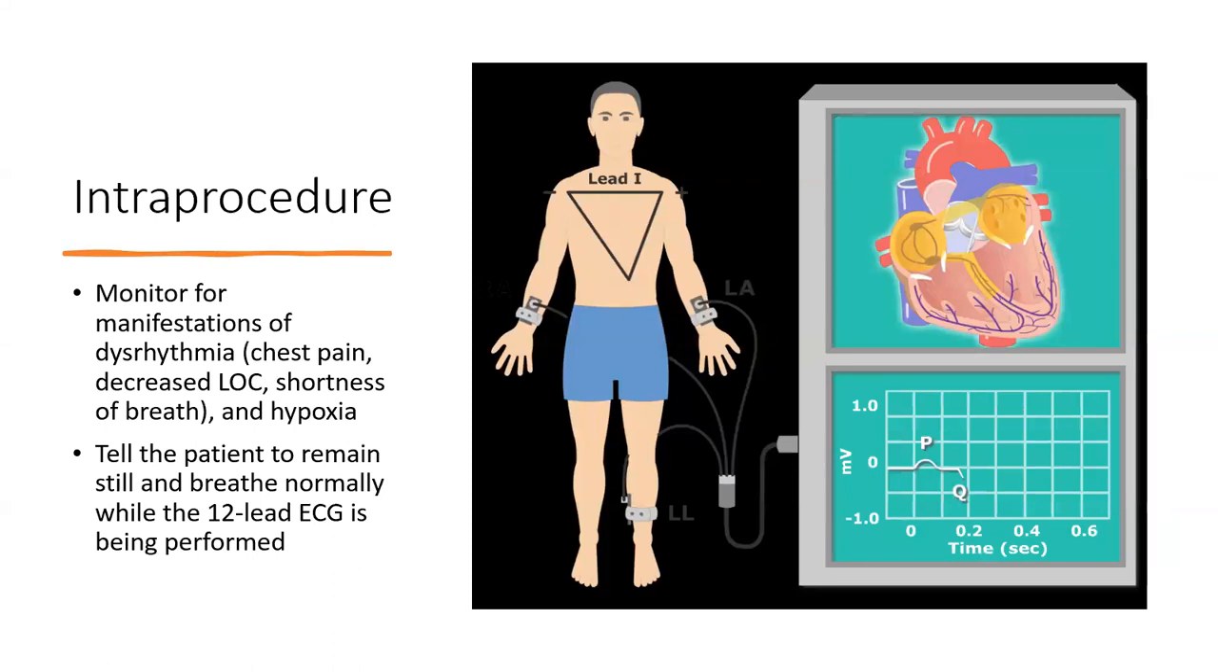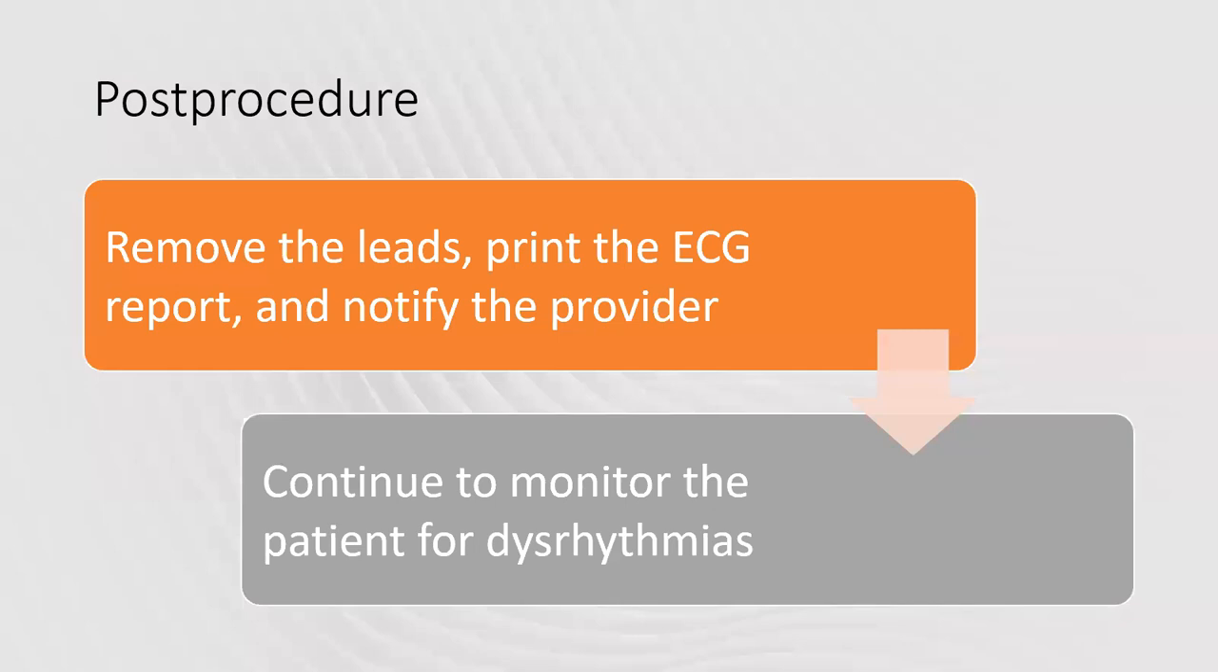So inter-procedure, you want to monitor for manifestations of dysrhythmias, so things like chest pain, decreased level of consciousness, shortness of breath, and hypoxia. Tell the patient to remain still and breathe normally while the 12-lead ECG is being performed.